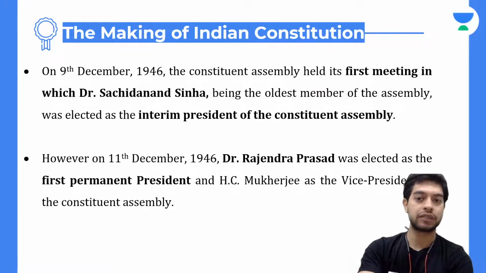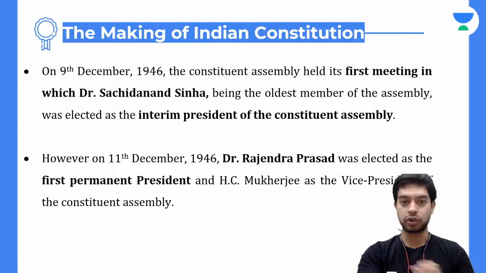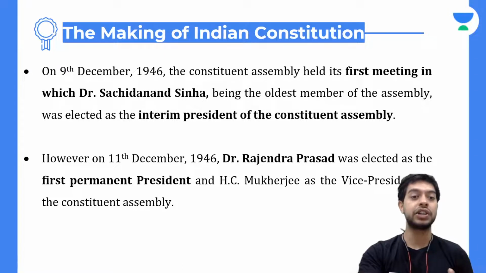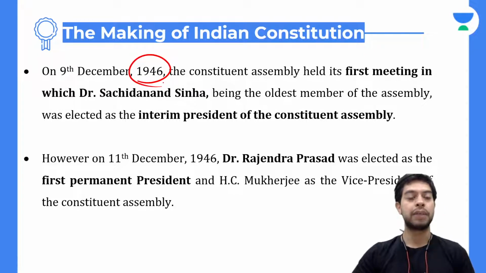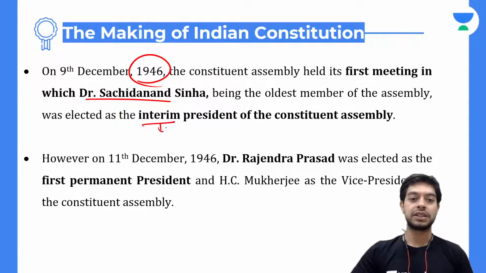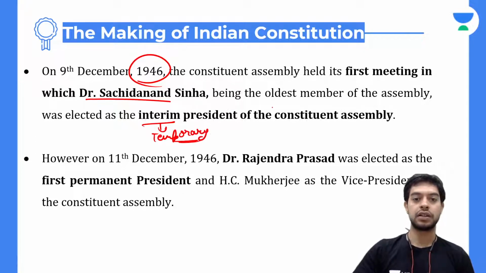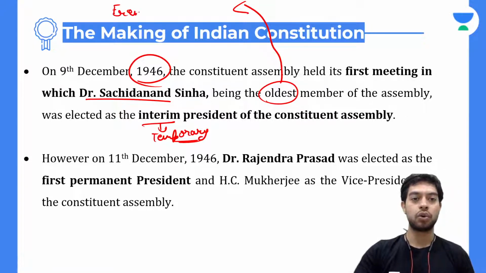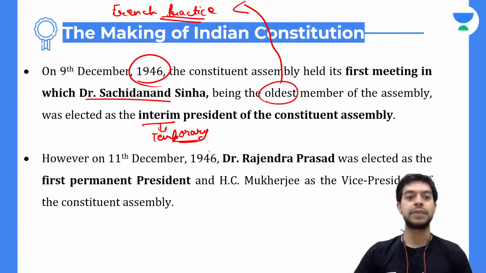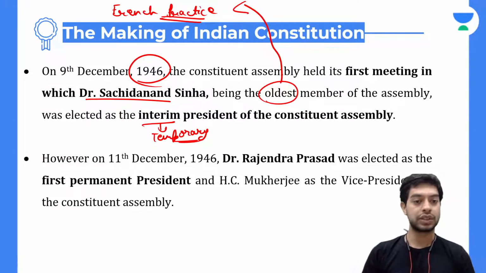9 December 1946 was the date on which the first meeting of the Constituent Assembly was held, and this Constituent Assembly was for British India because it was 1946. Partition riots happened in 1947. On the first meeting, Dr. Sachidanand Sinha was made the interim president, meaning temporary president. The reason was that he was the oldest member of the Constituent Assembly, and it was a French practice that the oldest member will be the chairman of any association. So following this French practice, the Constituent Assembly made Dr. Sachidanand Sinha the first interim president, meaning temporary president, of the Constituent Assembly.